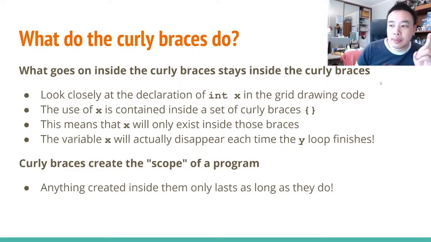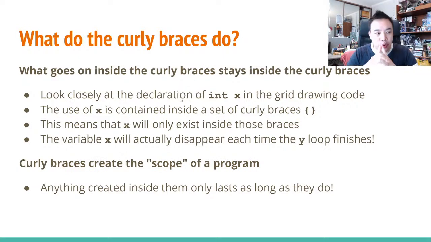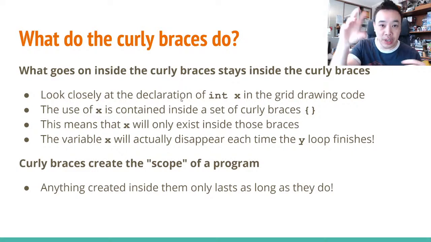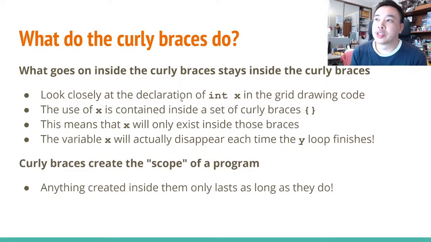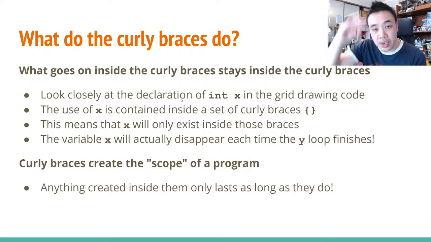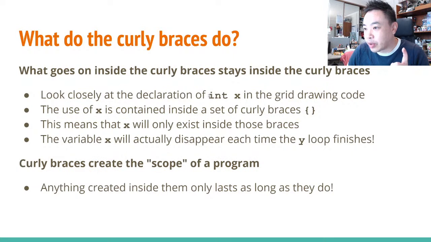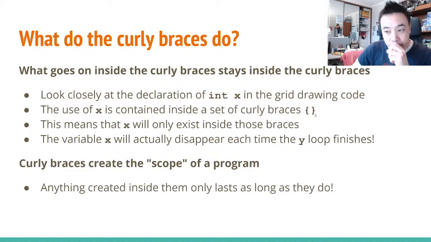So, if we look at some of the places where we have created something, the curly braces are more than just a way of collecting code together. The curly braces say that anything created inside them will only exist as long as the curly braces exist. Once we hit the closing curly brace, everything inside it basically gets destroyed. So there's an interesting thing where we have an int x in the grid drawing code that is inside a set of curly braces.